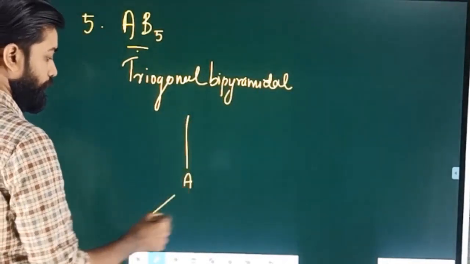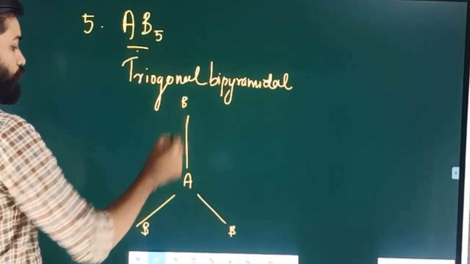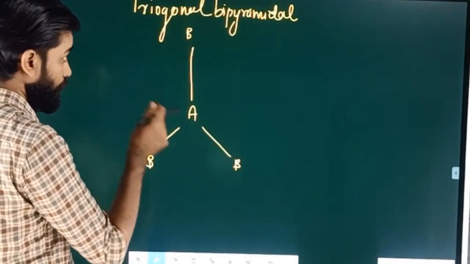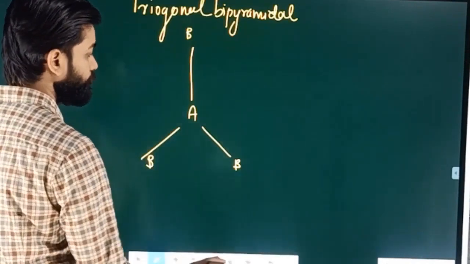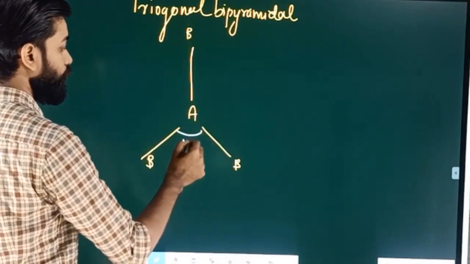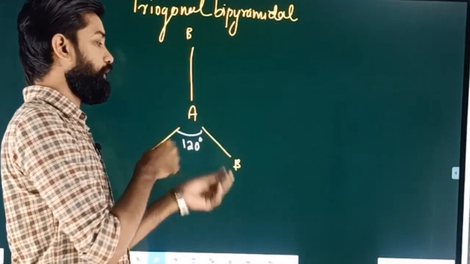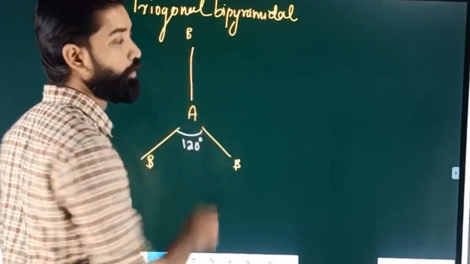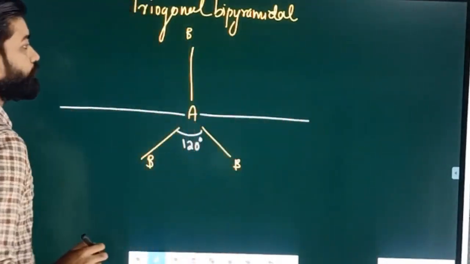Central atom A and 3 bonds are in the direction of triangular corners, which are at 120 degrees. And one bond, if this is in this plane, then another bond is here and another bond is beyond the plane. So we can draw it like this. Ready?